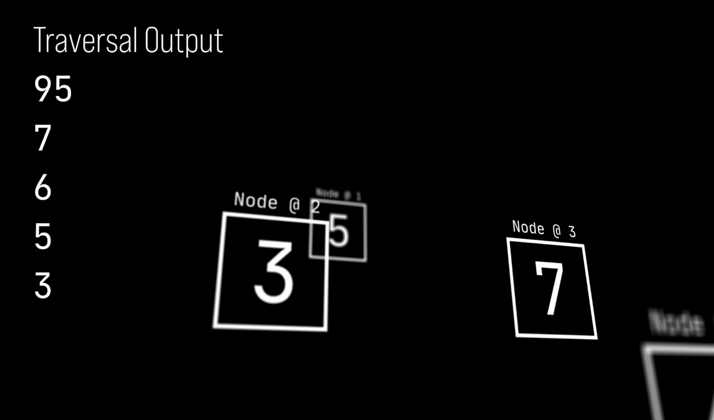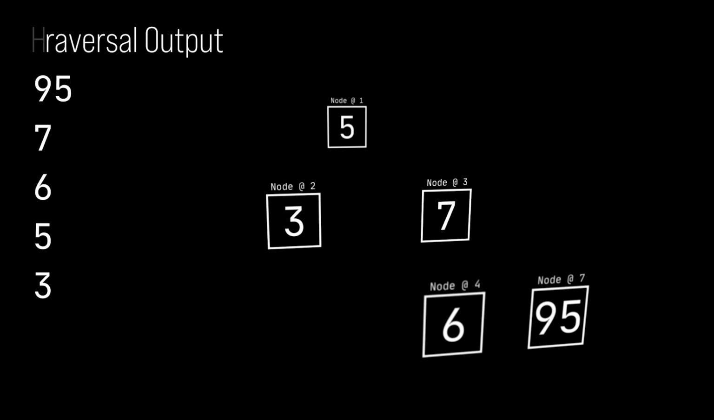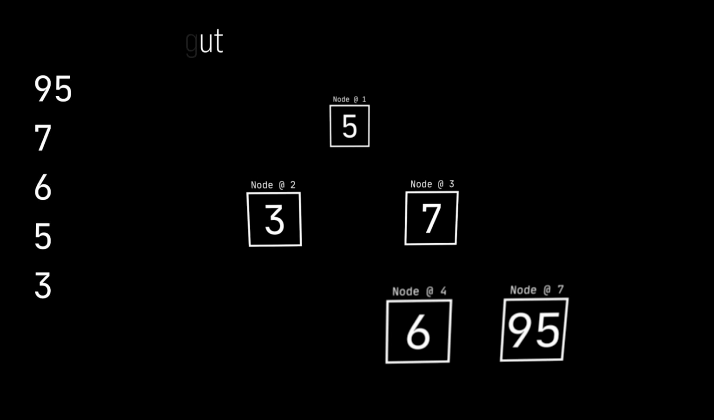We go left, center, right if we want the opposite order of that. So if we want smallest to largest, we just go all the way to the left to get the smallest, then center, then right, left, center, right, left, center, right, and we get the smallest to the largest. How do we search?